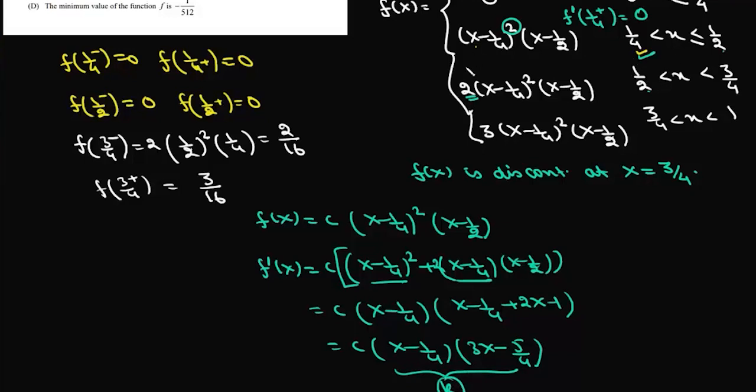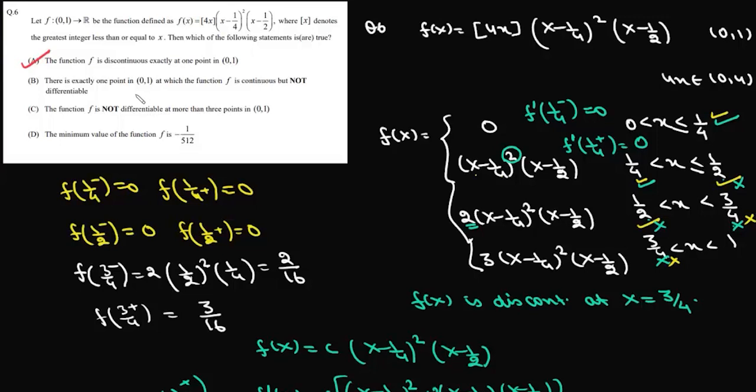Now on the left hand side, the c is 1, and on the right hand side, the c is 2. So here f dash 1/2 negative is not equal to f dash 1/2 positive. So at 1/2, this function is continuous, but this function is not differentiable. And at 3/4, it is discontinuous, and since it is discontinuous, it is also not differentiable. So we'll come back to it.